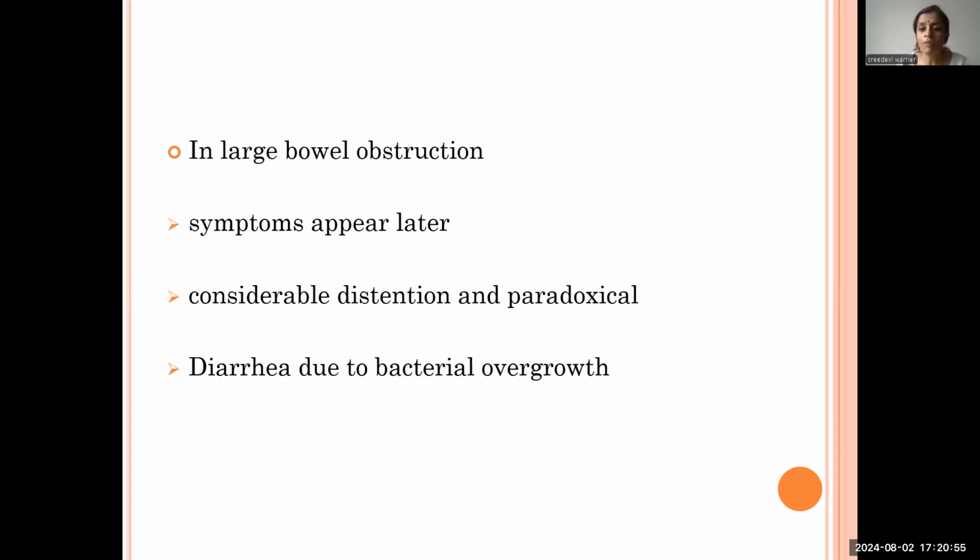So in large bowel, when the obstruction is lower, symptoms appear later, not immediate. And there will be considerable distension because it happens over a longer period of time, and there will be a bacterial overgrowth. So sometimes they present to you as a seepage, more like a spurious diarrhea because of the bacterial overgrowth. Is it clear till now?